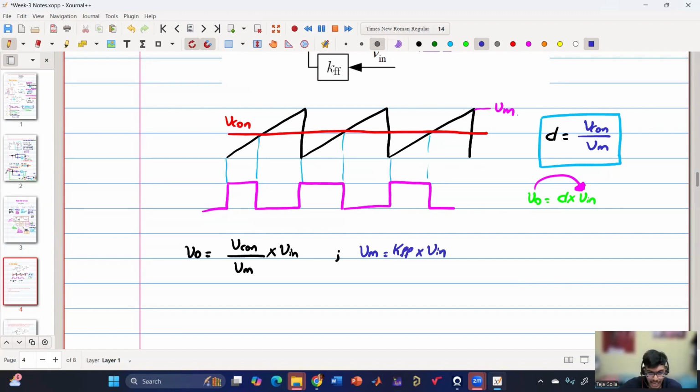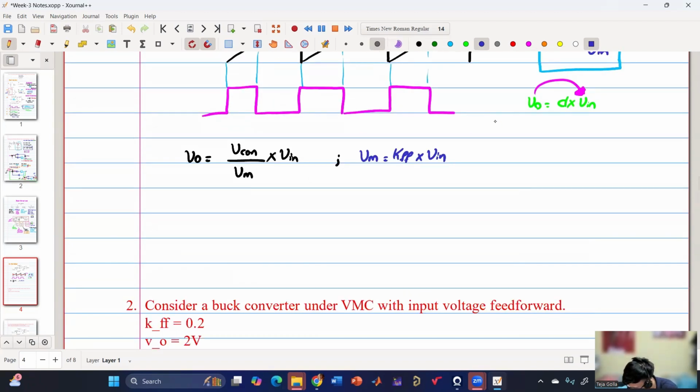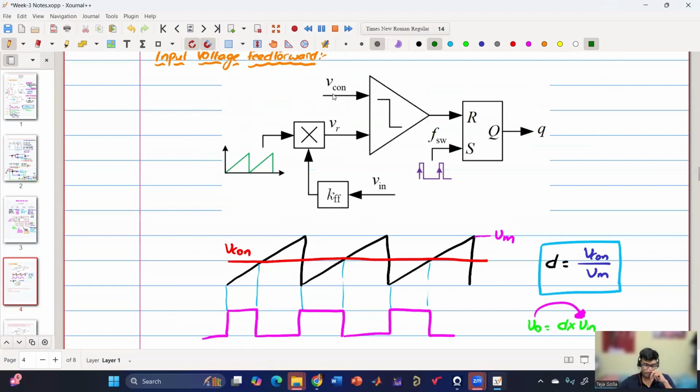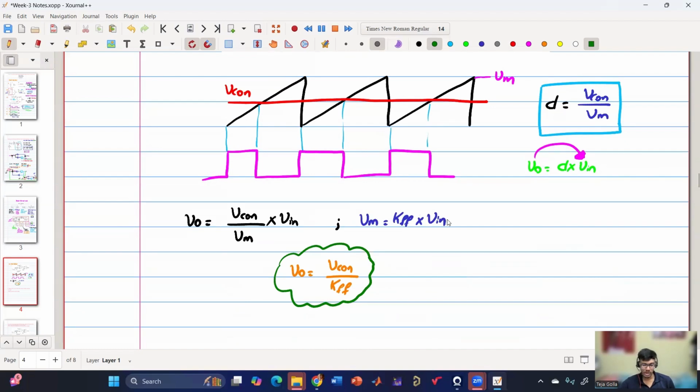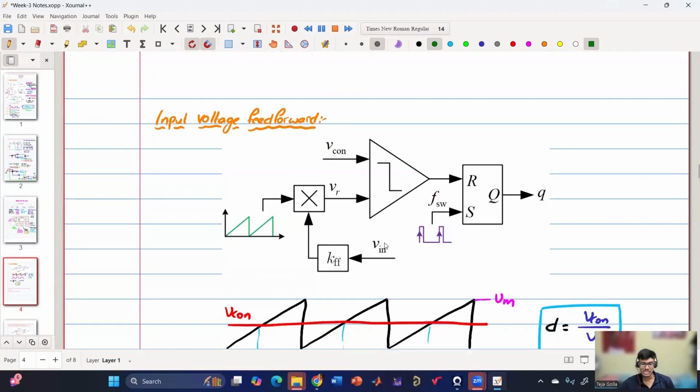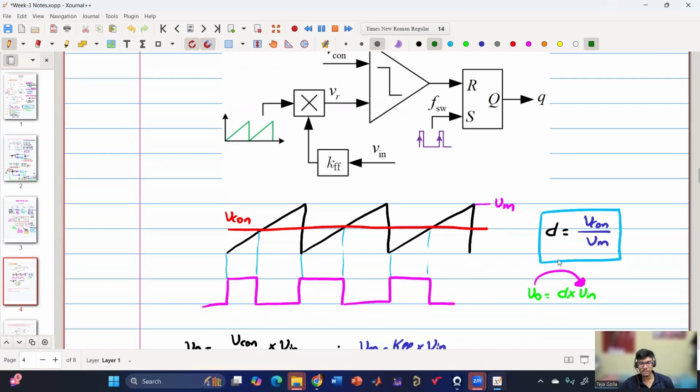Now Vin will get cancelled. And then if you calculate, we'll get V0 is nothing but Vcon by K feed forward. So now in this case, say the control voltage is fixed, Vcon is fixed to some value, and K feed forward is a gain, which is also fixed. So now even if I change my input value, say from 5 volt to 10 volt or 15 volt to 20 volt, my output will still be independent of input voltage because my ramp height is adjusted based on the change in the input.